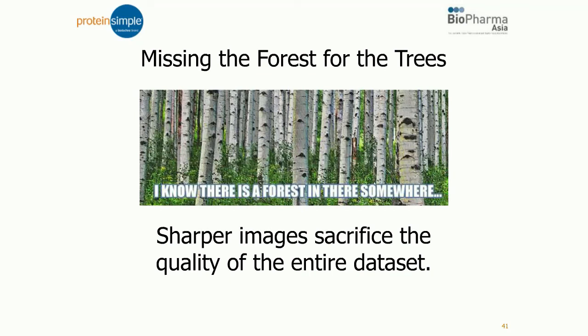So magnification is really one of the enemies of microflow imaging because you risk missing the forest for the trees. When you zoom in on individual particles, you sacrifice the quality of the entire data set. And really, again, the decisions that you make about your product are not based on individual images. They tend to be based on the entire data set as a whole.